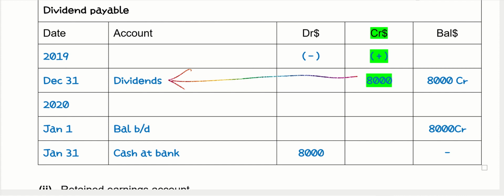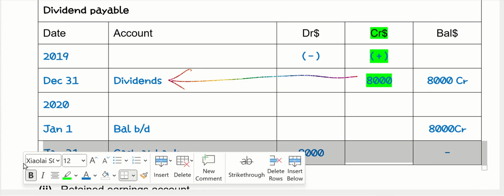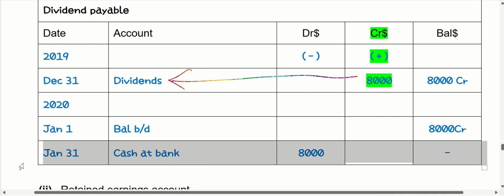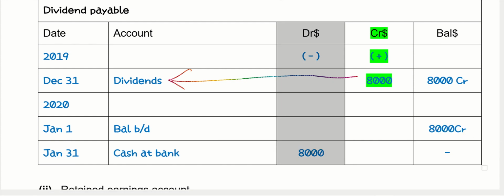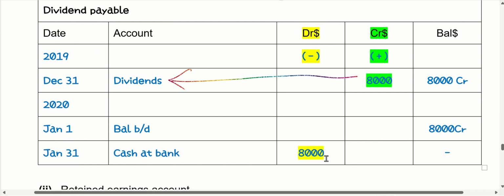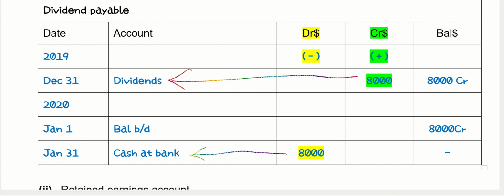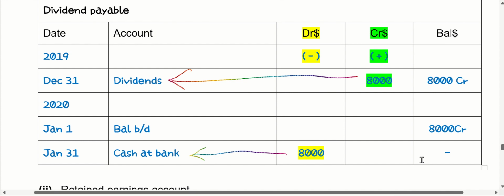And then when do I pay the dividend? I paid it on 31st of Jan, and that's where I see 31st of Jan. My dividend payable account reduced, minus. Why minus? I paid already, so I don't have this payable anymore. The other account affected is cash at bank. At the end of the month, there's nothing left in this dividend payable account because I have paid it fully. Okay?